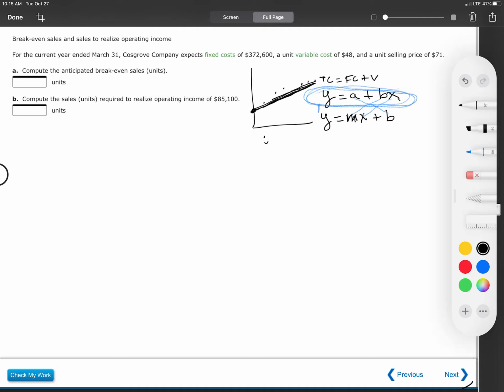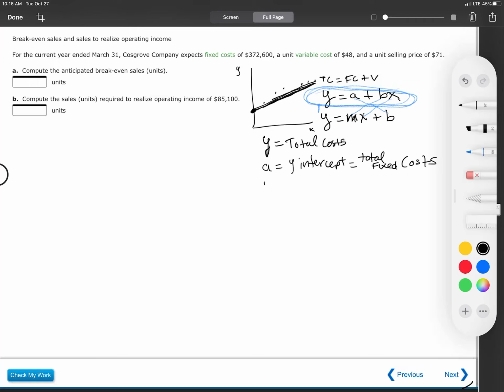Now, Y equals total costs. A, in algebra, was called the y-intercept. But in accounting, it's called total fixed costs. So this is the y-axis and this is the x-axis. And so wherever this line crosses the y-axis, that's the y-intercept, the total fixed costs of your factory or business.